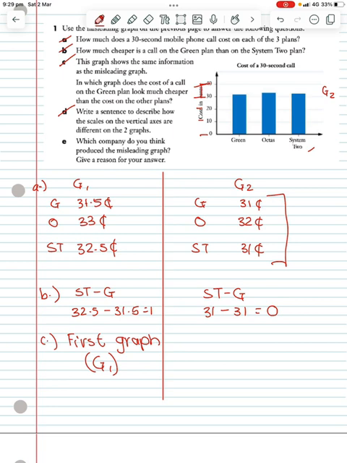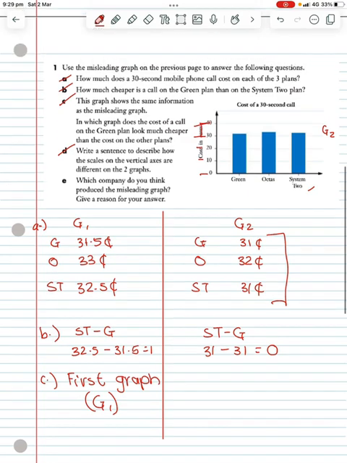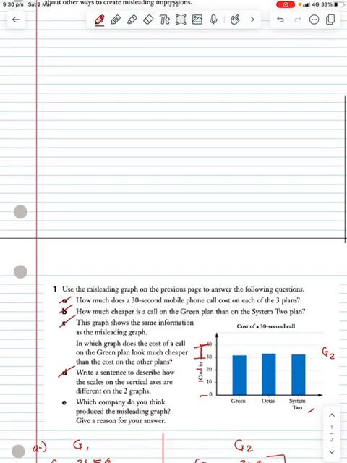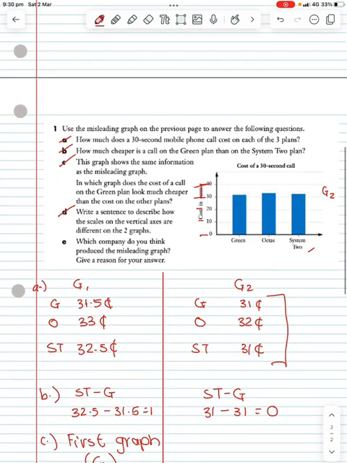E, which company do you think produced the misleading graph? Give a reason for your answer. So it depends. I can see misleading components for both of them, but as long as you give your reason, that's okay. I could say this one's misleading because, say if Octus made it, it makes them look like they're pretty much the same price as everyone else. And that would be by using these really big scales. And it just makes it harder to see the differences.